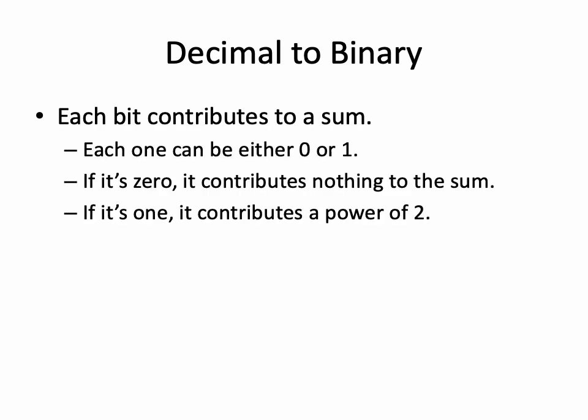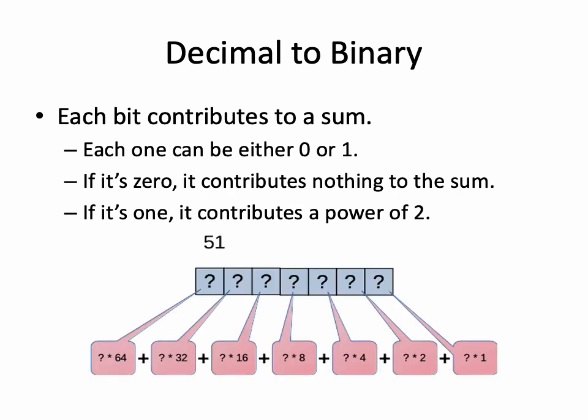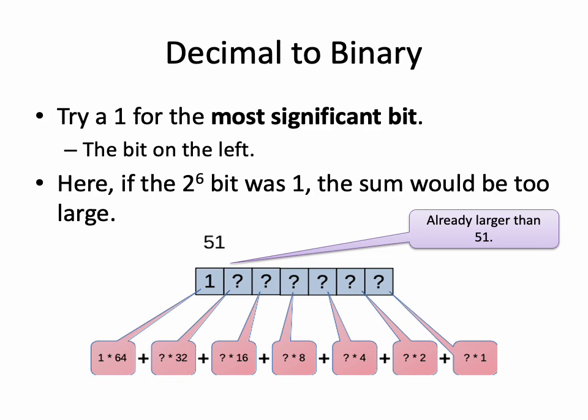A 1 is going to contribute something like the digit or bit 1, and 0 is going to contribute nothing. If it is a 1, it's going to be some power of 2 depending on its position. So 51, for example, let's guess. Let's put a 1 in the 64's place. Okay, well, unfortunately that was not the right thing to do because 2 to the 6 is 64, which is bigger than 51. So I can't make this be a number larger than 51.